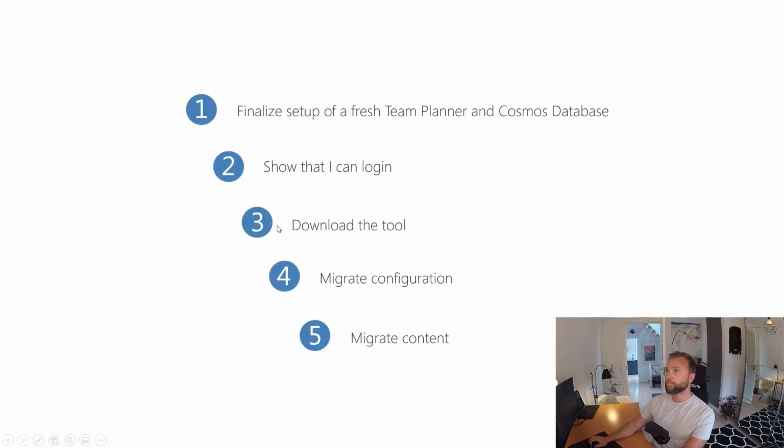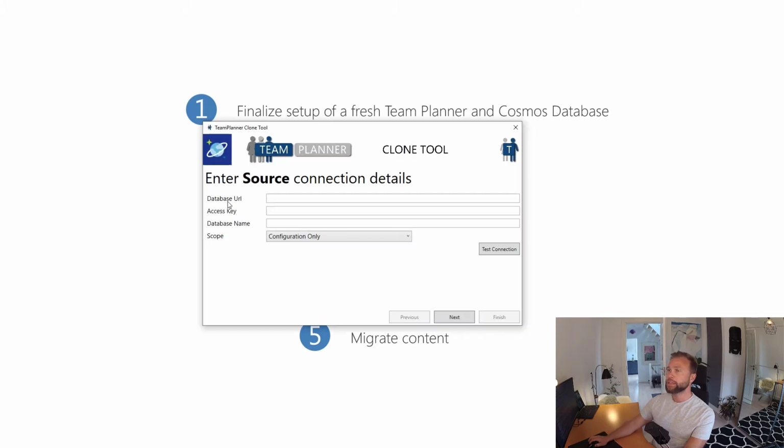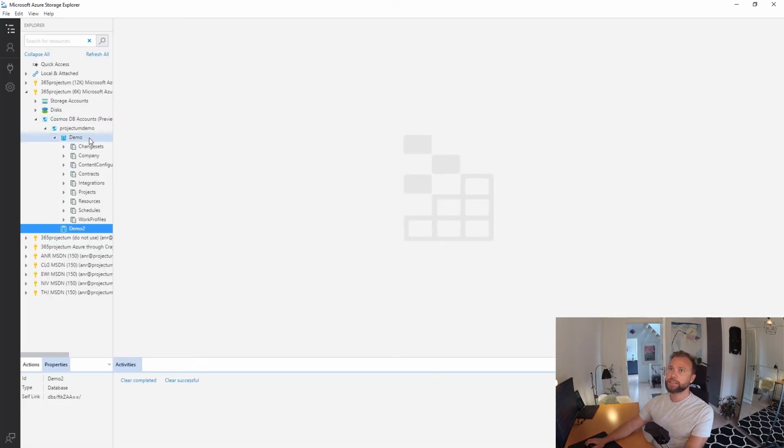Next step is migrating configuration. Using the clone tool, you'll have the option of migrating configuration only, or content and configuration. Just for the sake of this demonstration tutorial, I'll choose configuration only. I'll fill in the database URL, the database access key, and our database; the source is called demo.